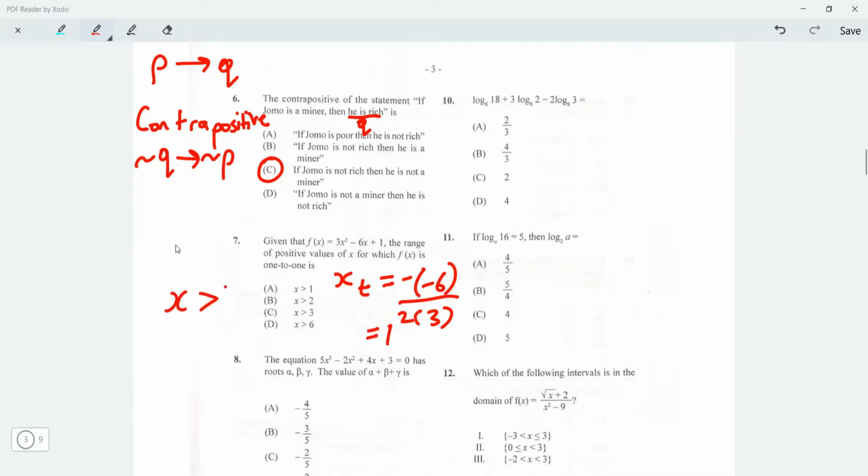We can just consider when x is greater than 1. That will make it 1 to 1. That's option A. X is greater than 1.